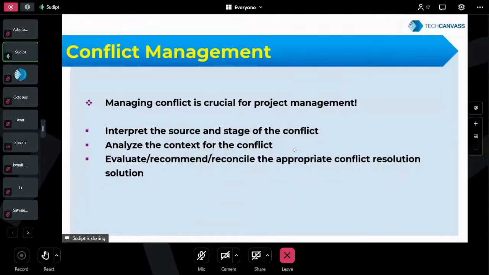As you can imagine, managing conflicts is crucial for project management. Project managers need to be able to interpret the source of the conflict and at what stage it is at, and analyze the context in which the conflict is occurring. You will also need to evaluate and recommend conflict resolution solutions. To execute this particular task, for example, you can interpret the source and stage of the conflict, then analyze from the context why this conflict is arising, and then evaluate, recommend, or reconcile the appropriate conflict resolution solution.